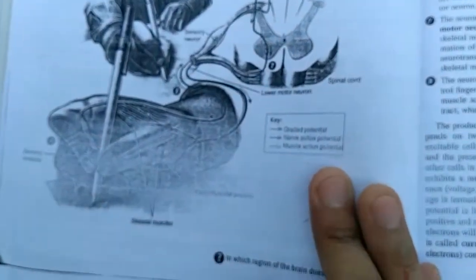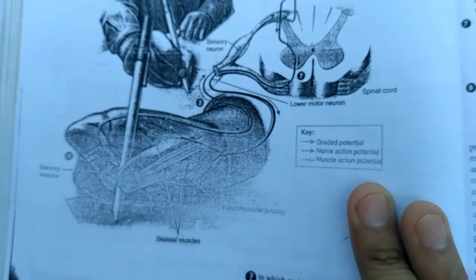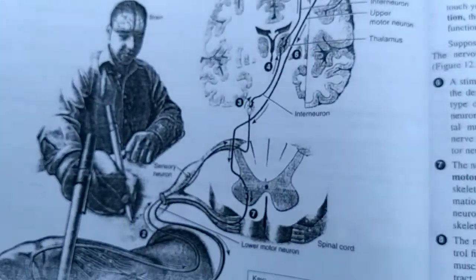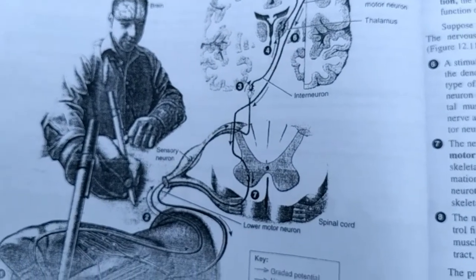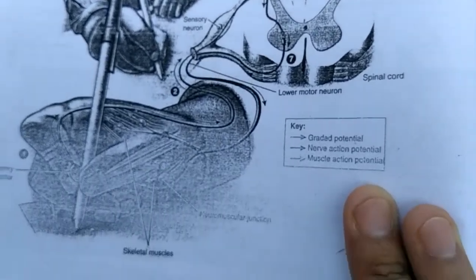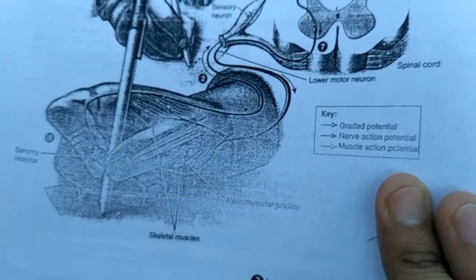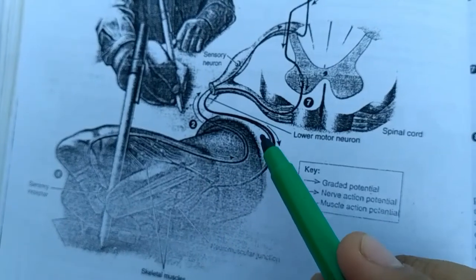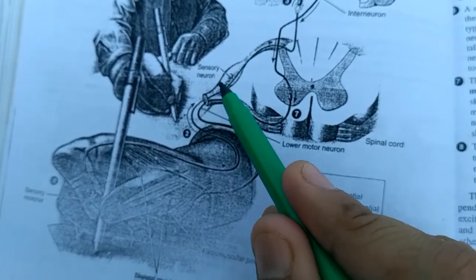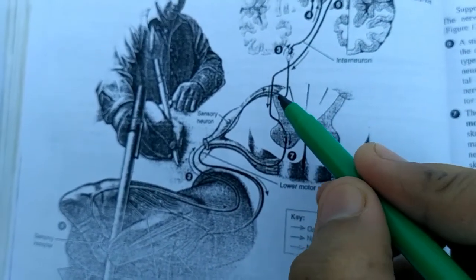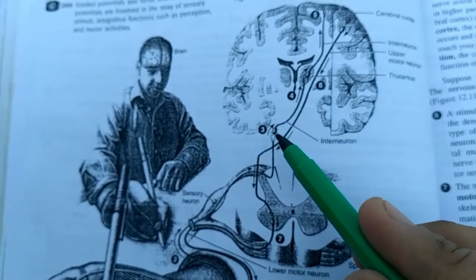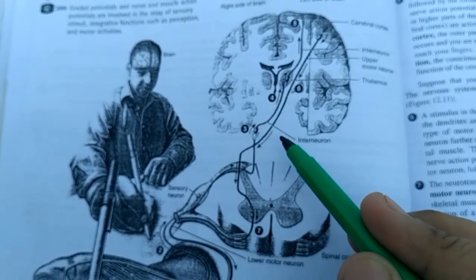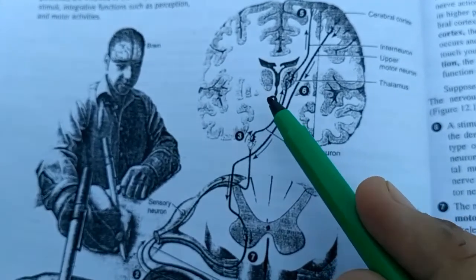Now have a look at this diagram. This diagram shows how our nervous system actually works. This is an example of when you write with your pen. In your finger there are touch receptors, which are sensory in nature, and they will send nerve impulses to the spinal cord by the sensory neuron. The sensory neuron will send its impulse to the brain by the interneuron. They are conveying the message to the brain.